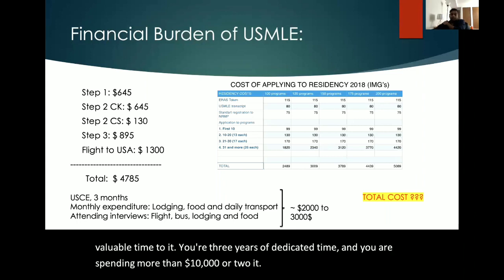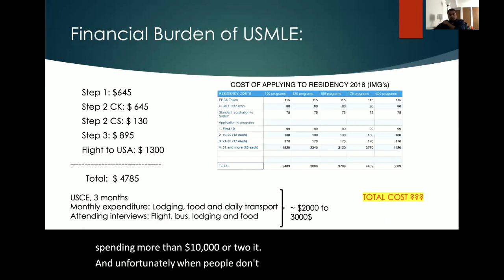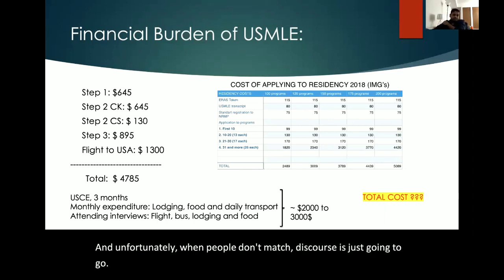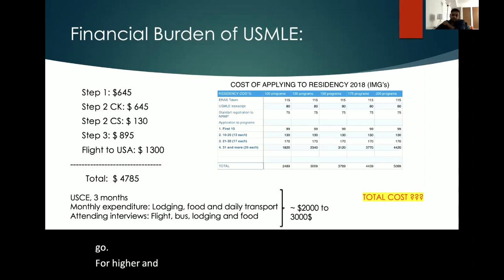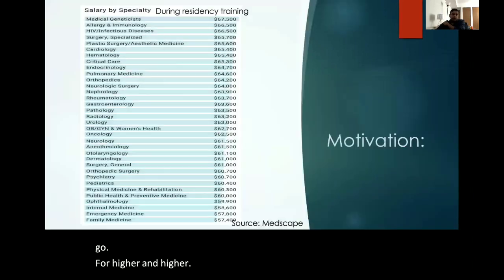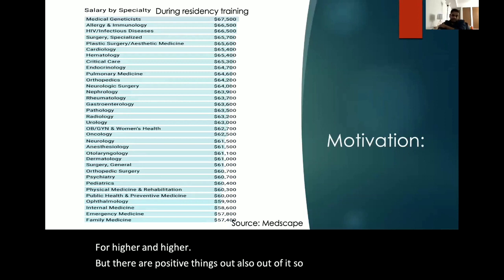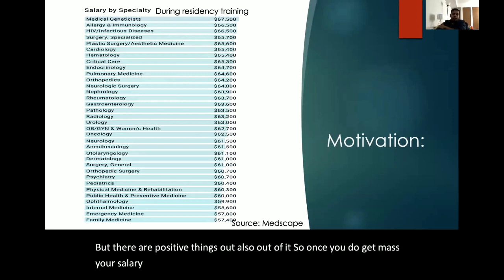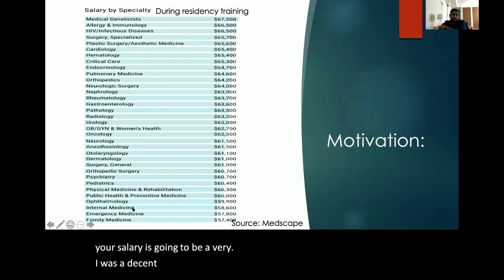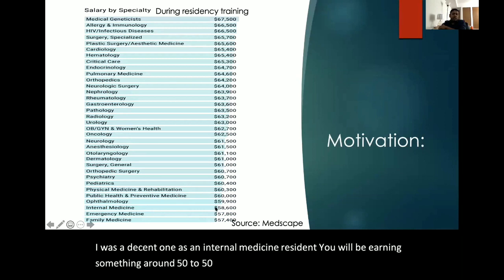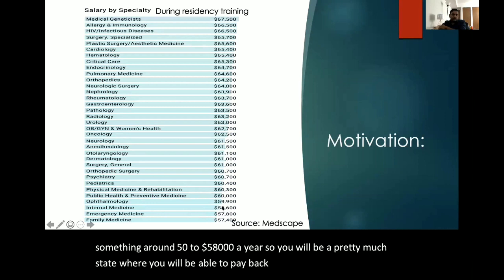And unfortunately, when people don't match, this cost is just going to go higher and higher. But there are positive things also out of it. Once you do get matched, your salary is going to be, I would say, a decent one. As an internal medicine resident, you will be earning something around $50,000 to $58,000 a year. So you will be in a state where you will be able to pay back your debts, either over your residency or once you are done with your residency.